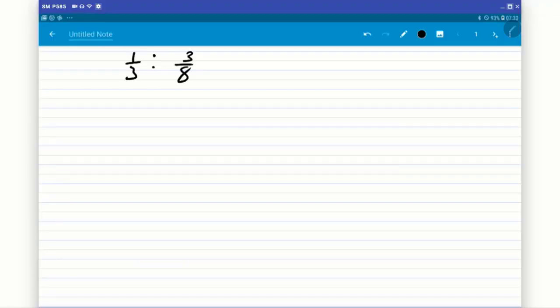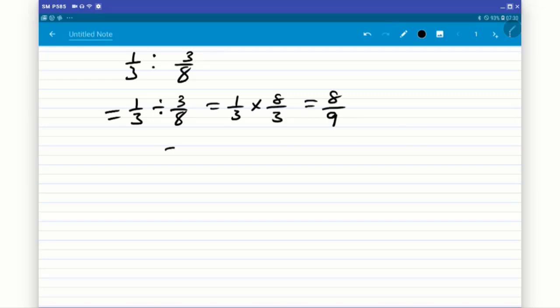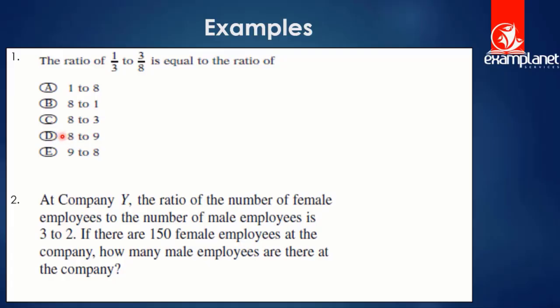Alright, so 1/3 ratio 3/8, and like I told you, you can always write your ratio as a fraction. So 1/3 divided by 3/8, that's what we have here. And from our fraction, that means 1/3 times 8/3. So what does this mean? 8/9. That's it. So 1/3 ratio 3/8 is the same thing as 8/9. And that would be option what? Option D, 8 to 9.